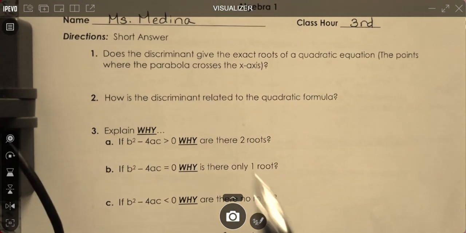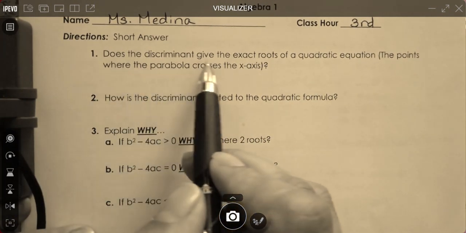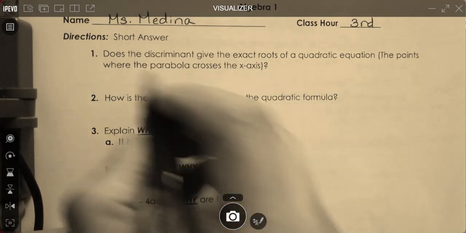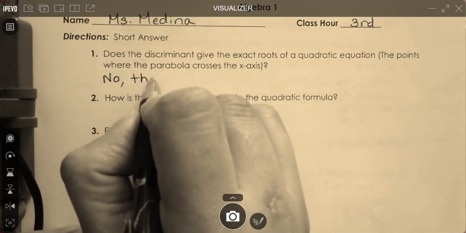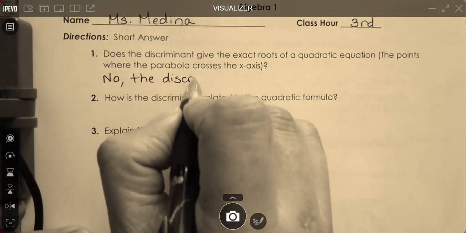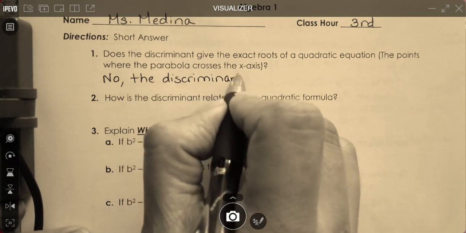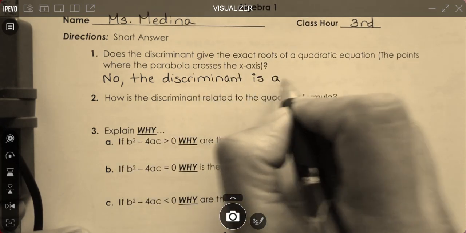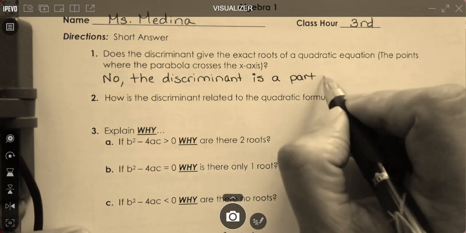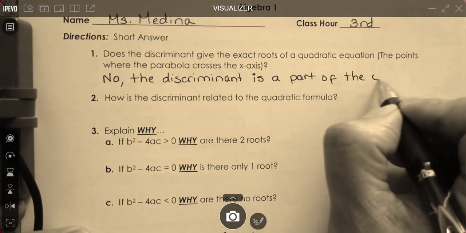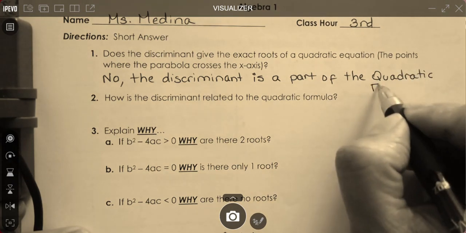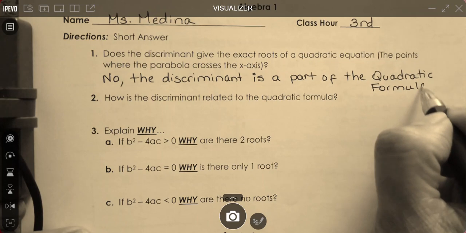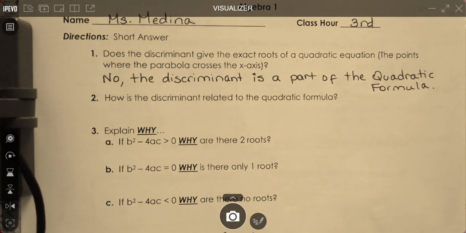All right, so first question right here. Does the discriminant give the exact roots of the quadratic equation? No. The discriminant is a part of the quadratic formula. The quadratic formula is the one that gives you the roots, okay? So you're not going to get roots from the discriminant.